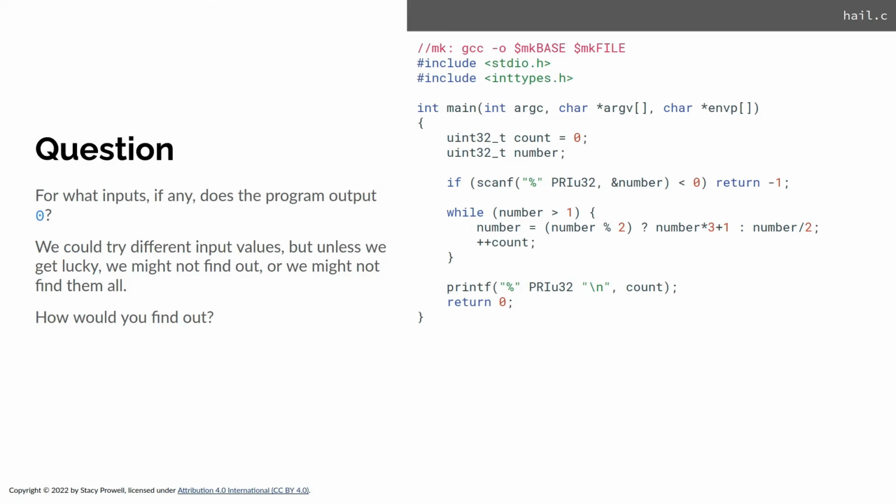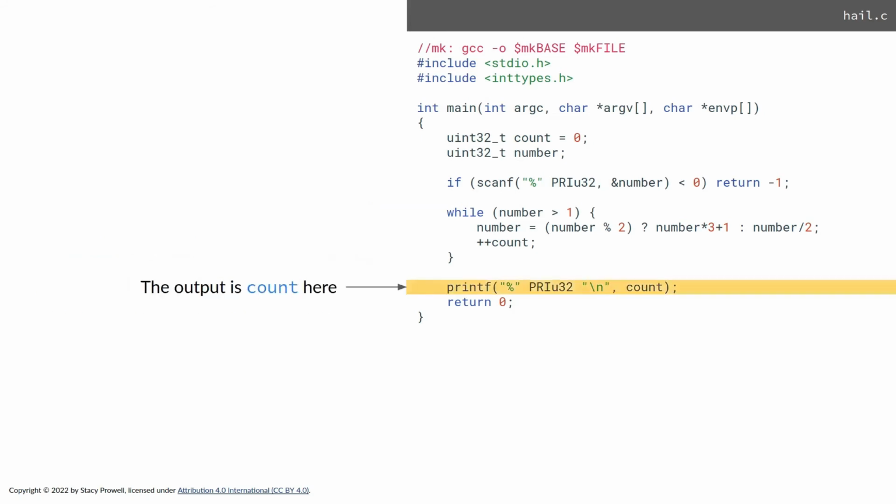Well, this is a tougher question, right? I'm asking about when the output is a certain thing, and it's kind of hard to figure that out because this is kind of weird. We could try different input values, but we might not find them all. How would you figure that out? That seems a little tougher. Well, for that, we can read the code and see if we can figure it out. And one thing we notice is we write out the count right here. So when we get to here, whatever count is, that's going to be the output of the program.